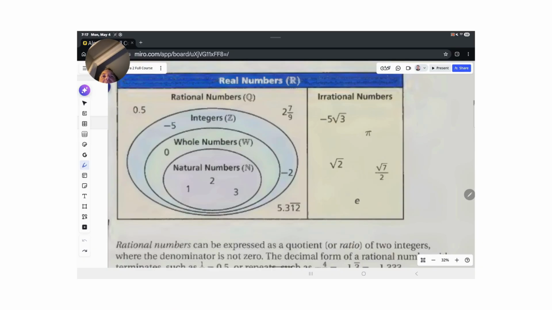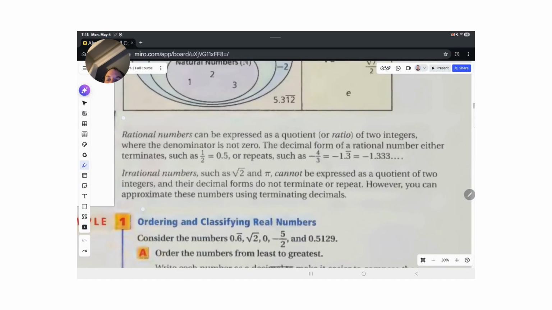Now, some texts will define natural numbers to include 0, but that's not what our text does. We use Golden Standard American textbooks here for all our courses. So we are going to include 0 in our whole numbers, but not in our natural numbers. And we'll follow that throughout the course. That's the convention of our textbook. All right. So let's go take a look at our next section.